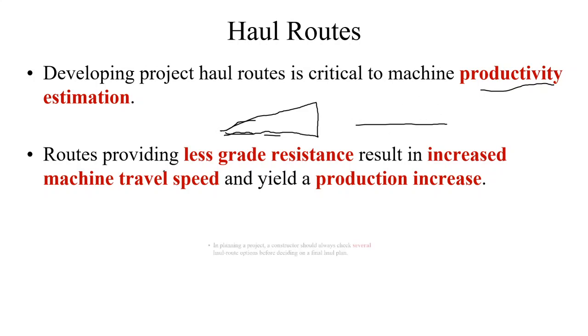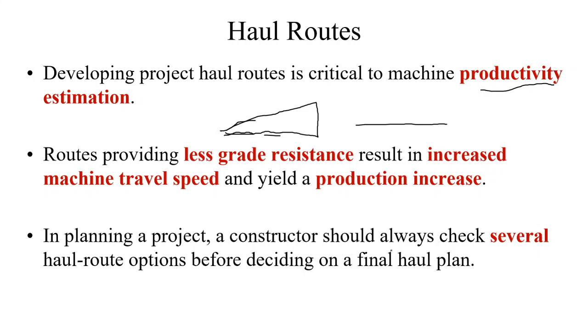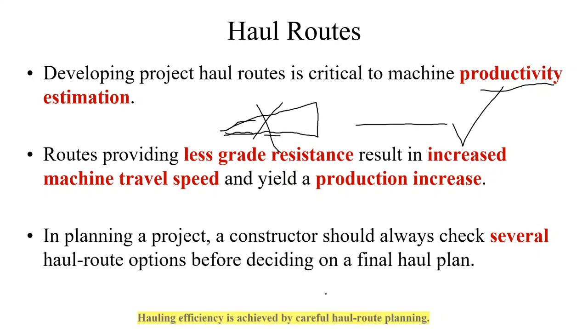to increase our productivity. So in planning a project, construction should always check several haul road options before deciding on a final haul plan. Ideally we want all surfaces to be flat. We want to avoid this. We want to use a surface which is not muddy, which is stable, and has a compacted surface to make it easier for the machines to move on it.